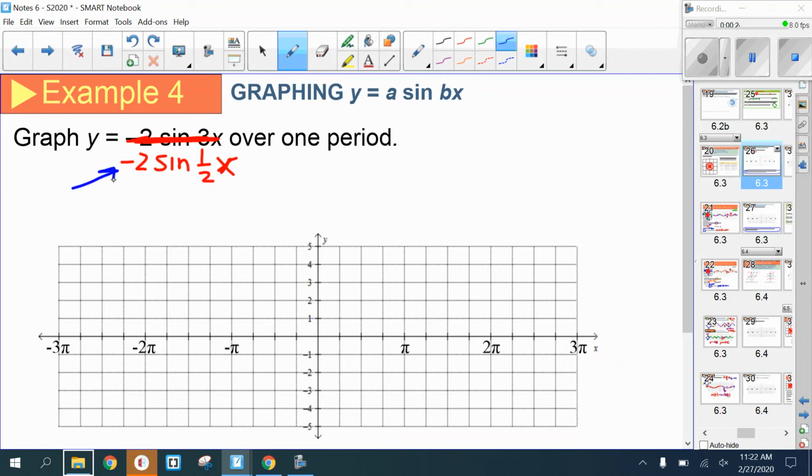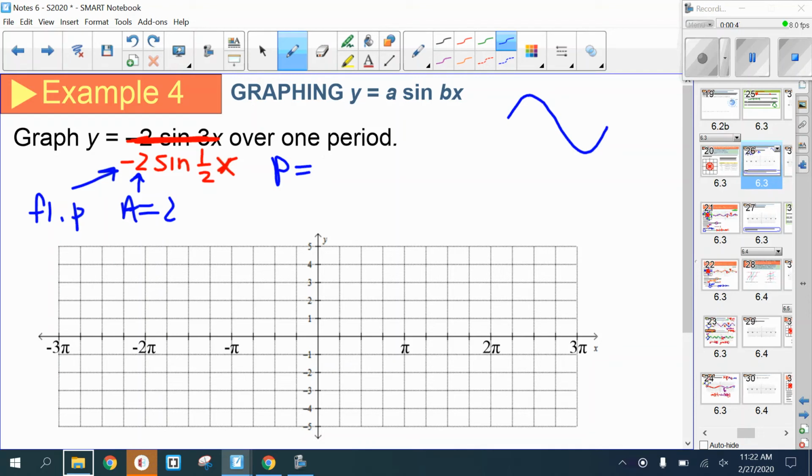The negative sign is going to be a flip. So think about a normal sine curve. Normal sine curve does this. You'd flip it upside down, and so the first hump is going to go down instead of going up. Okay? This number 2 is the amplitude. You wouldn't say it's an amplitude of -2. You would say it's an amplitude of 2 with a flip.